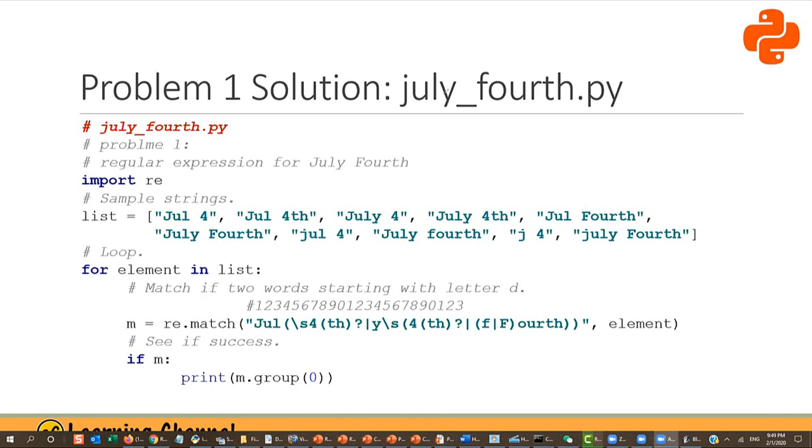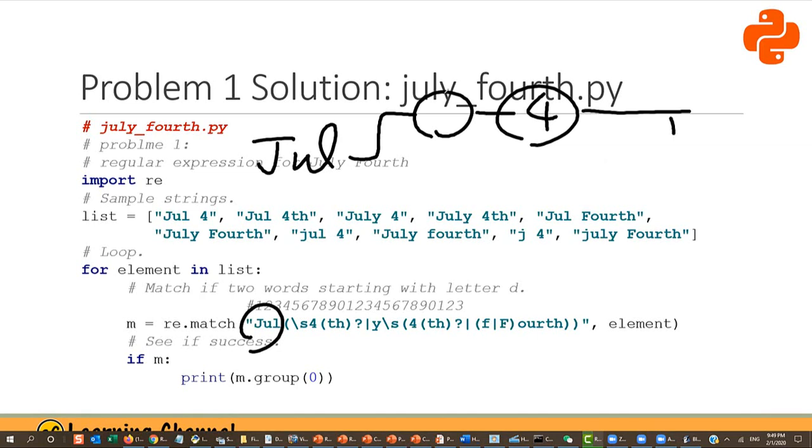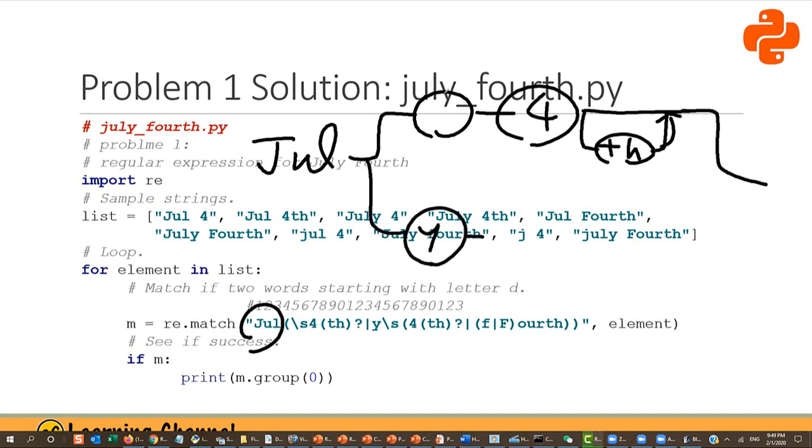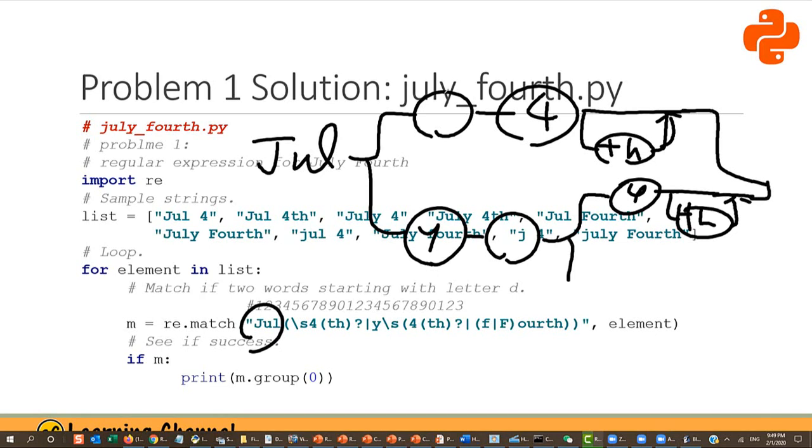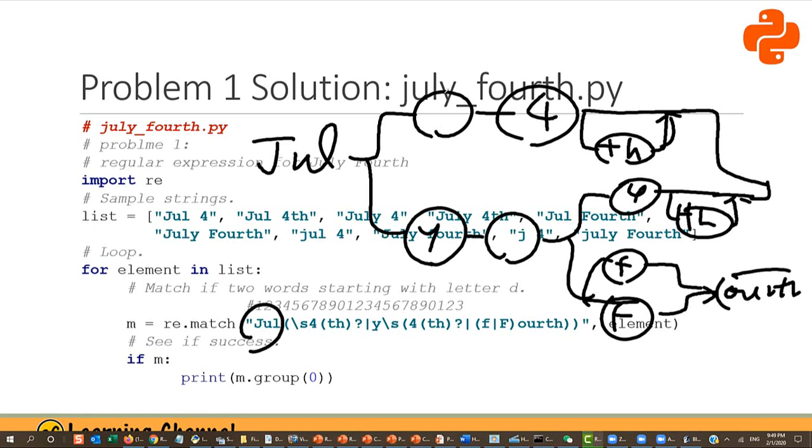This one is JUL, and then you go up here, you have a space followed by a 4. After that, you have the TH zero or one times coming back. Or over here, you have the Y followed by a space, and then followed by 4, and then with TH zero or one times coming back to here. And going down this way, you can have lowercase f or uppercase F, combined with O-U-R-T-H, and then combine back to here. Is that okay?